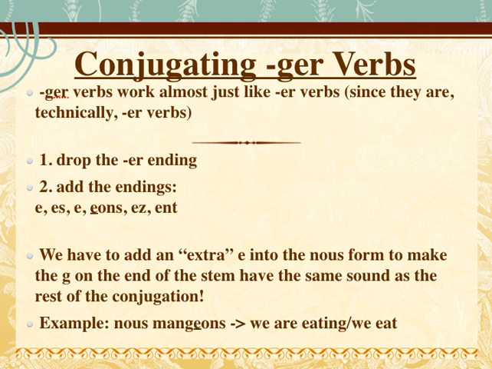Well, 5 out of our 6 conjugation endings already started with an E, so rather than change all 6 of them, it's easiest just to throw an E into the only one that didn't. We don't actually hear this when we read the verb out loud. We're still going to say, for example, nous mangeons. However, we see it when we write it.